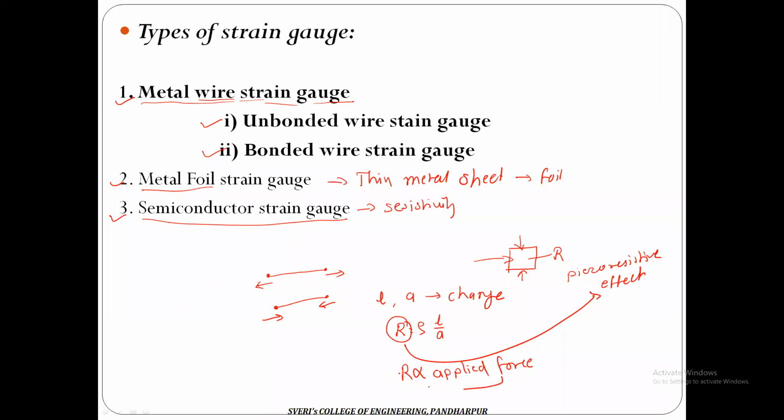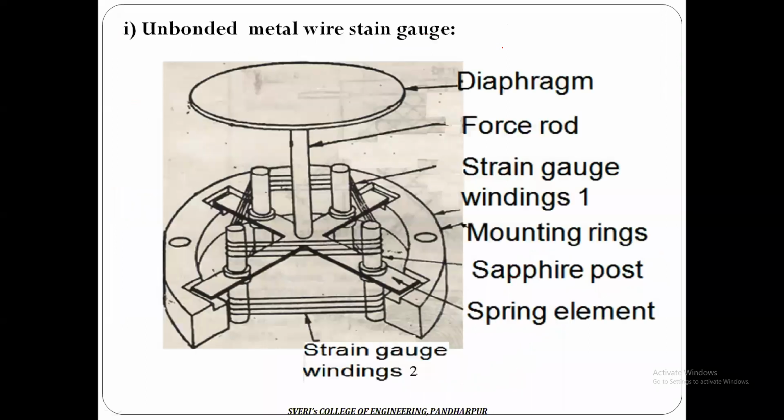So the force is directly calculated with the help of the change in resistance by using the strain gauge. That's why this strain gauge is called a passive resistive type of strain gauge. Get my point? And now concentrate on the metal wire strain gauge.